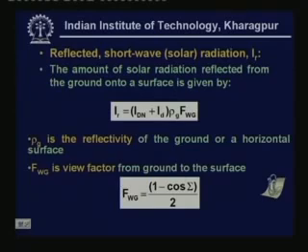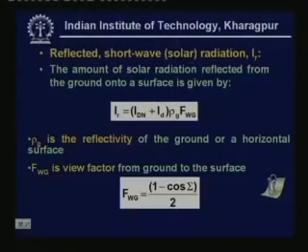Finally, we have the reflected short wave radiation from the ground or from the surrounding surfaces. The amount of solar radiation reflected from the ground onto a surface is given by IR is equal to (IDN plus ID), which is nothing but direct radiation plus diffuse radiation, multiplied by rho z multiplied by F subscript Wz, where rho z is the reflectivity of the ground, which depends upon the surface nature of the ground or a horizontal surface, and F subscript Wz is what is known as the view factor or configuration factor from ground to the surface. Again, by definition this view factor is nothing but what fraction of the reflected radiation is received by the surface.